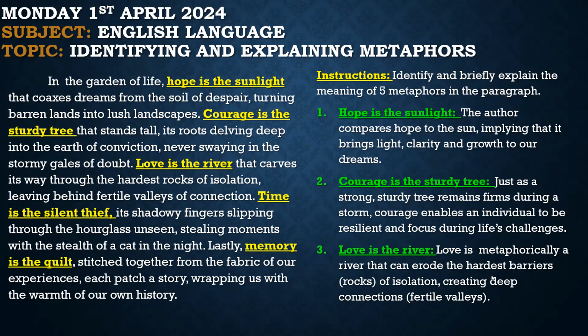So what we did here, and this is what happens when you are trying to explain a metaphor, you have to show that you understand what's actually being explained. We understand that what the author is trying to say is that love makes connections, right? But in order to make that connection, love is able to erode or go through different barriers. It's able to break those barriers and make meaningful connections. And so you want to explain all that inside of your reasoning.